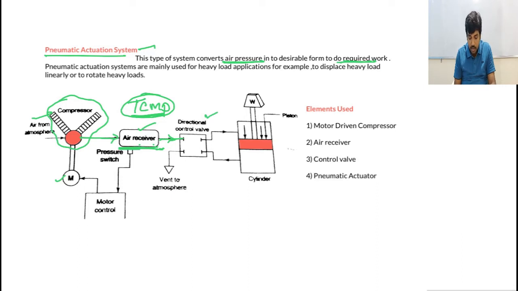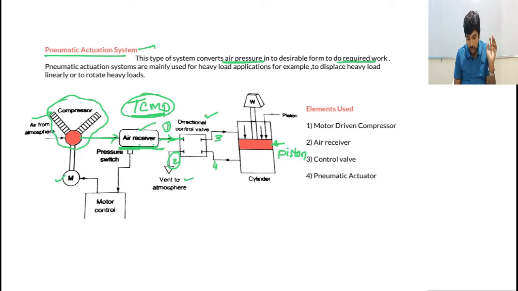Now see how many ports we have here. This particular directional control valve has one entry from the air receiver and one exit to vent to the atmosphere. In the hydraulic actuation system, this exit is connected to the tank, but here it is allowed to go to the atmosphere because it's air, it can flow to the atmosphere, right? Now this is one, and this is the second. The third one, this line, is connected to above the piston. This is the piston, this shaded portion is actually the piston, and this is the fourth one, right? Now have you understood these things clearly?